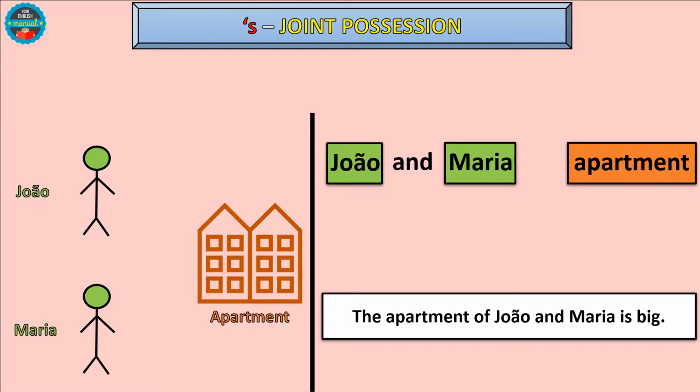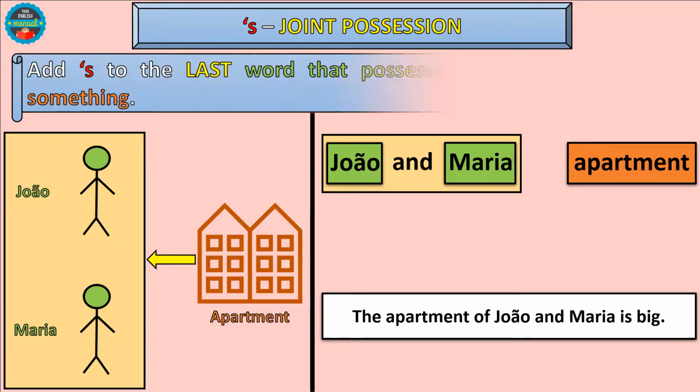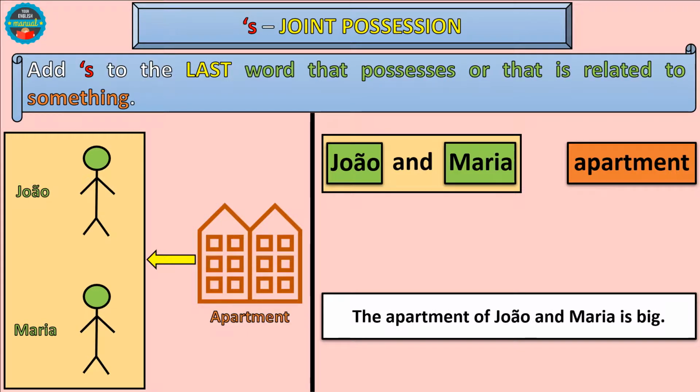Remember the group genitive, a group of words that talks about one person only? If you think about it, this is basically what happens with the joint possession. Since we're talking about something that belongs to two people, it's as if these two people were a group, and the thing belongs to that group. Just like in the group genitive, you just have to add the apostrophe S to the last person in the group. In this case, the sentence is, João and Maria's apartment is big.